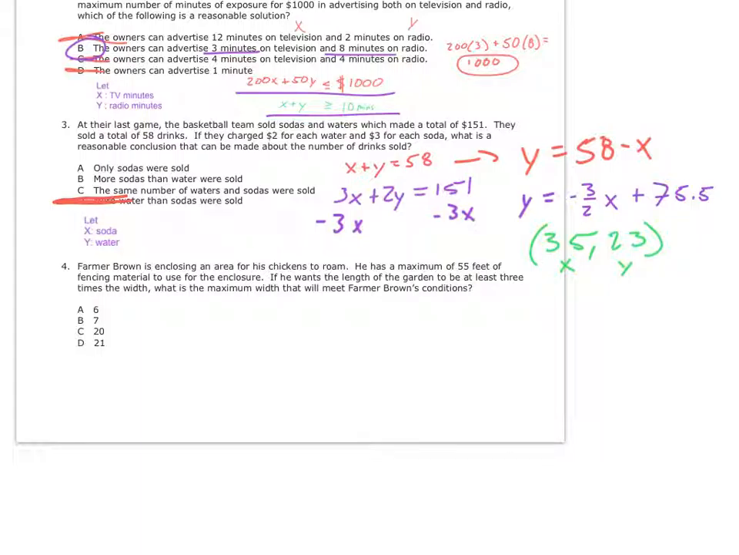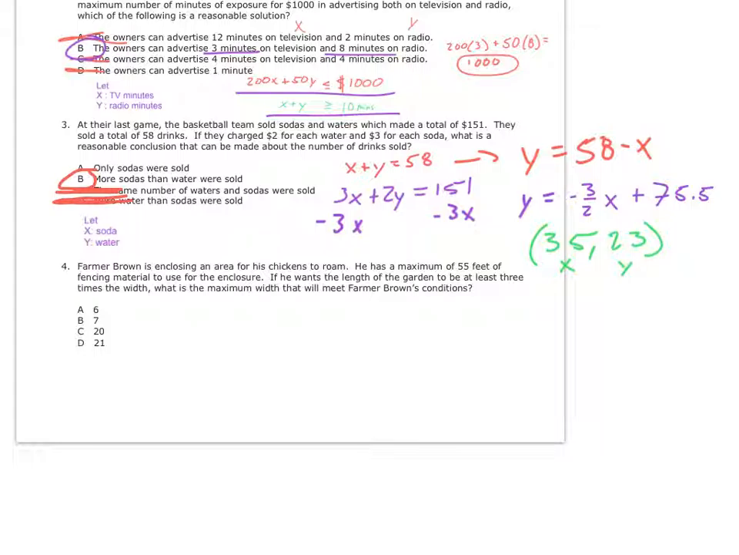Well, that's not true because it's 35 and 23. Those aren't equal. More sodas than water were sold. That's definitely true. 35 is more than 23, so that might be it. And then A is not right because we sold both sodas and water. So again, we solved those for y equals, then we graphed them, and then make sure your let statement was there, x and y's, and there's your answer.